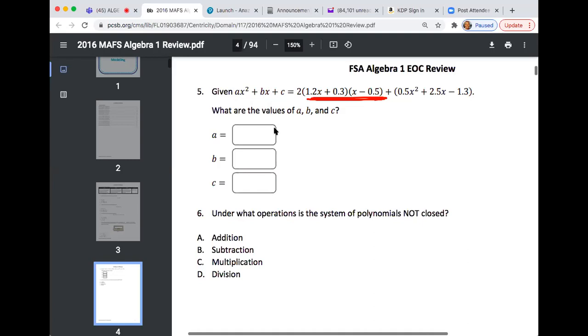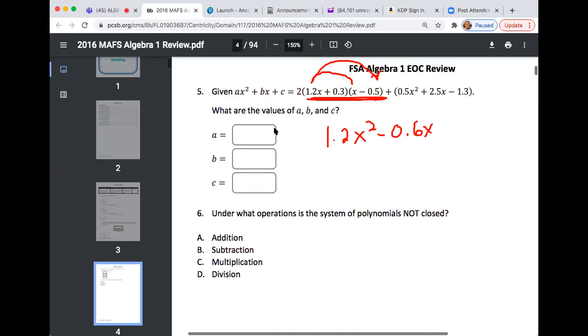So you got to take the 1.2x multiplied by x. We're just foiling, guys. So that's going to give us 1.2x squared. Now, guys, I don't have a calculator here. How am I going to do this problem without a calculator? 1.2x times negative 0.5. Somebody throw that on a calculator for me, please. I think I get negative 0.6x.